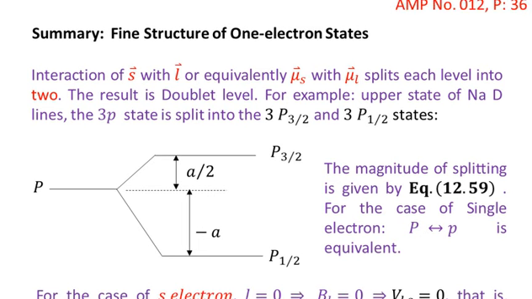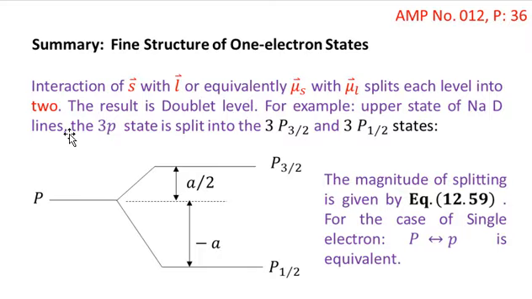Now I am going to summarize. Summary: fine structure of one electron states. So far in the last two lectures we have been discussing only the case of one electron states. Again in this lecture I am also discussing the one electron states, that is, only one valence electron is present.